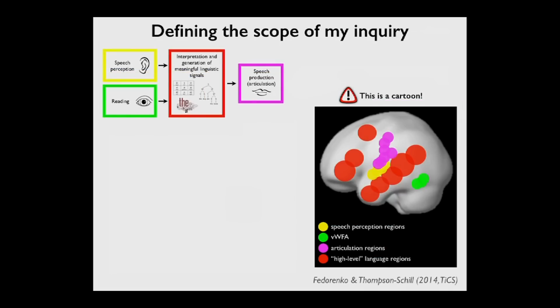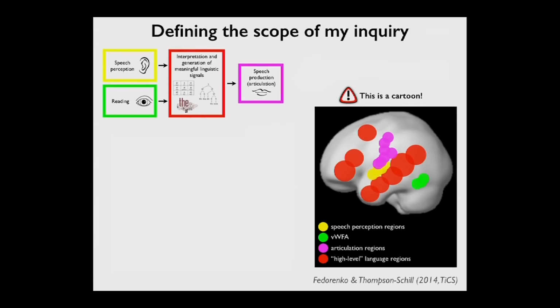This cartoon shows you the approximate locations of the brain regions that support speech perception, shown in yellow, visual letter and word recognition in green. This region is known as the visual word form area. Articulation in pink and high-level language processing in red. And what differentiates the high-level language processing regions from the perceptual and articulation regions is that they're sensitive to the meaningfulness of the signal. So for example, the speech regions will respond just as strongly to foreign speech as they respond to meaningful speech in our own language.